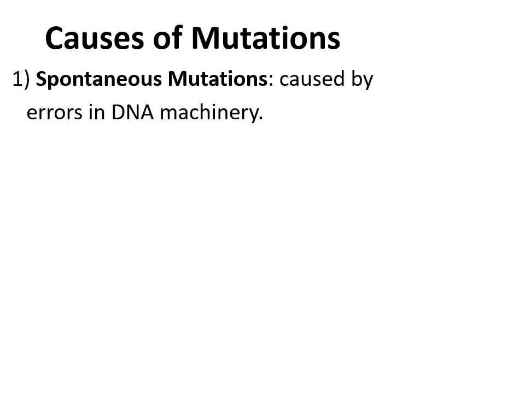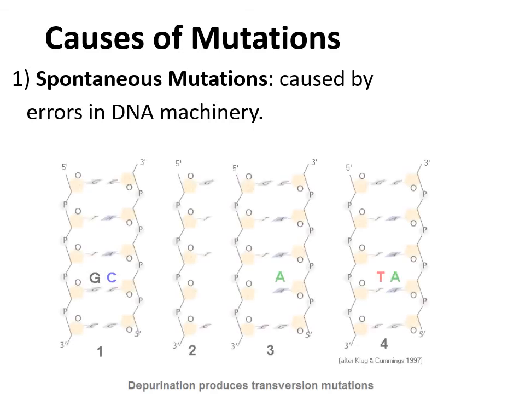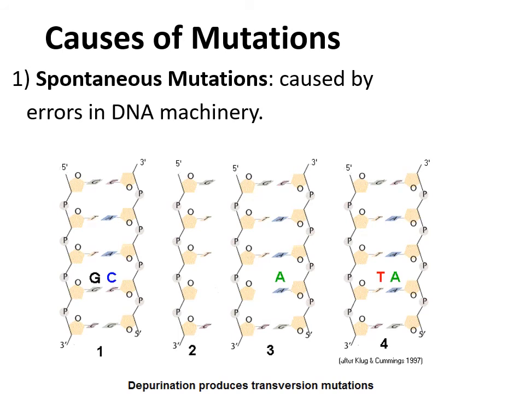So the causes of these mutations can be spontaneous. Things can happen as the DNA is copying itself and it may make an error. A lot of times it would be corrected, but occasionally it is not. One of those errors could be that a nucleotide could be added without a nitrogenous base to it.